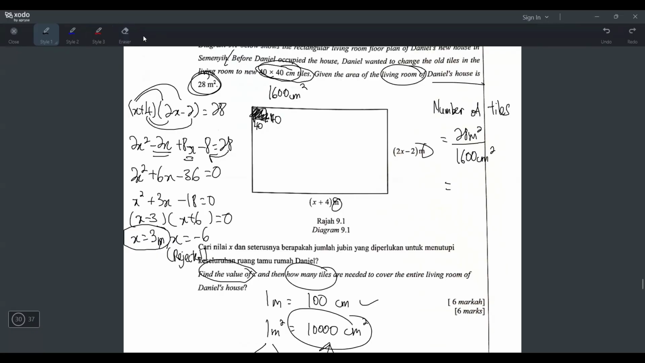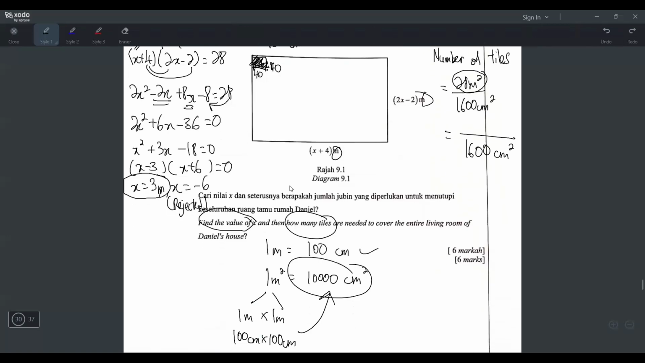Okay, there's a few ways to do this. You can convert the 28 to cm square and then divide, or you can convert the cm square to meter square and then divide 28. We just want to make sure it's the same unit. But I think it's easier to convert everything to cm square. If you want to convert everything to meter square, can also.